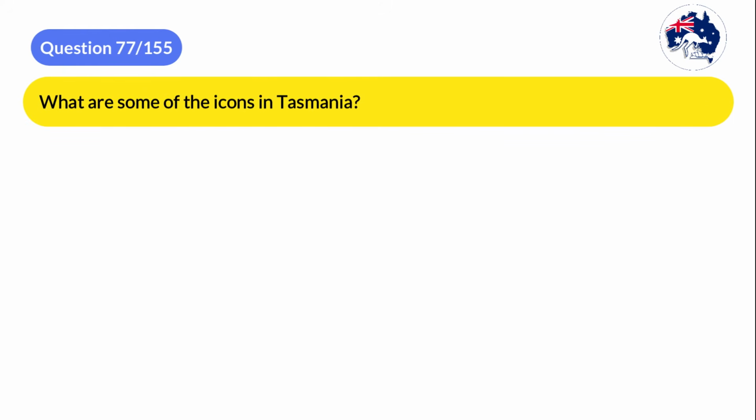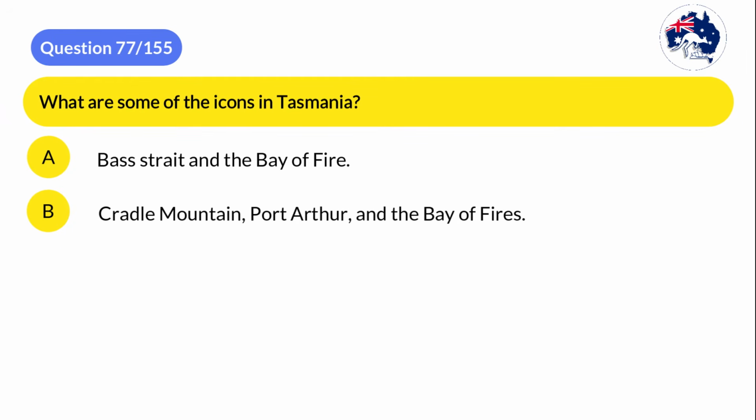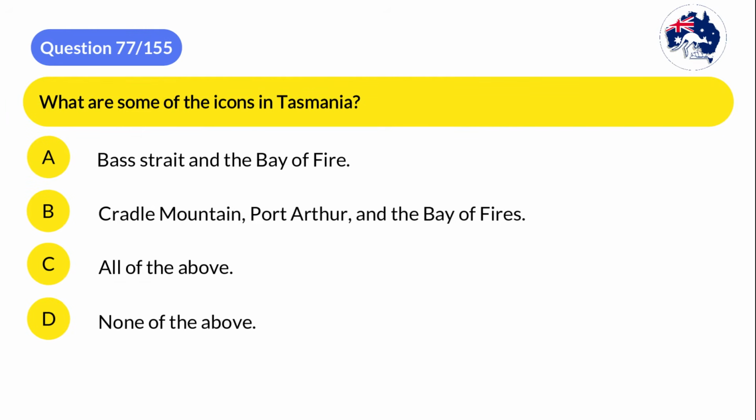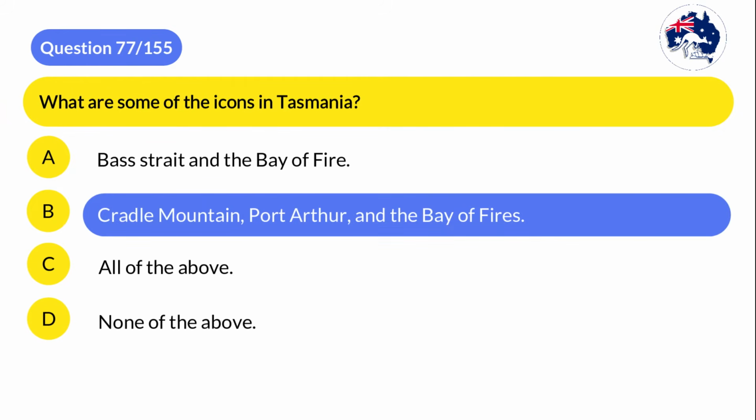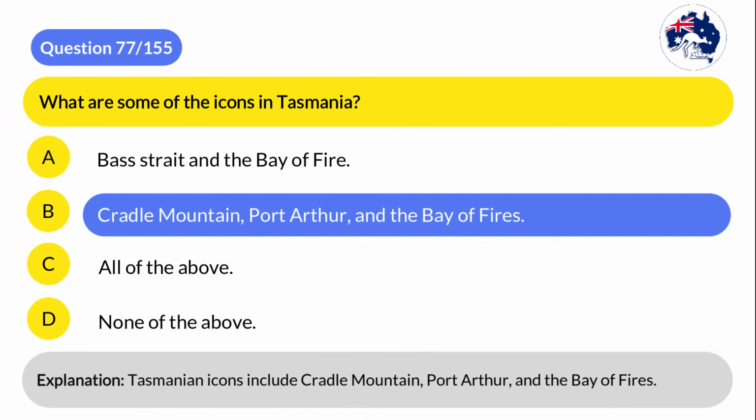Question 77. What are some of the icons in Tasmania? A. Bass Strait and the Bay of Fire. B. Cradle Mountain, Port Arthur, and the Bay of Fires. C. All of the above. D. None of the above. The correct answer is B. Cradle Mountain, Port Arthur, and the Bay of Fires. Explanation: Tasmanian icons include Cradle Mountain, Port Arthur, and the Bay of Fires.